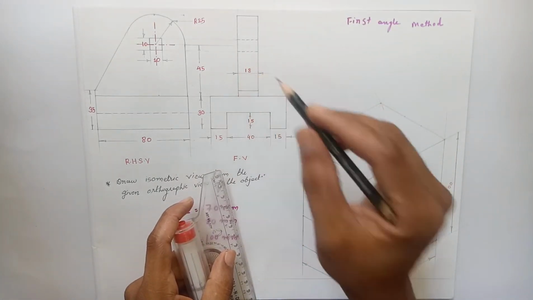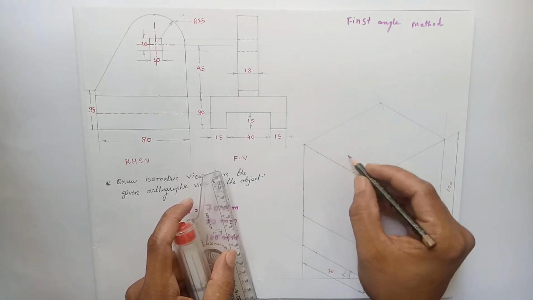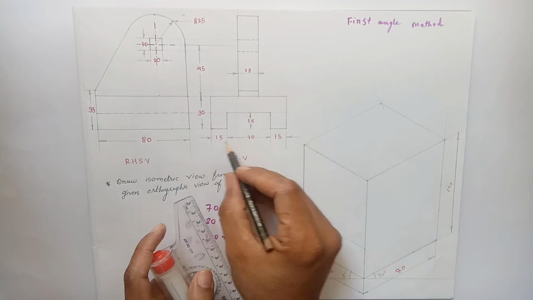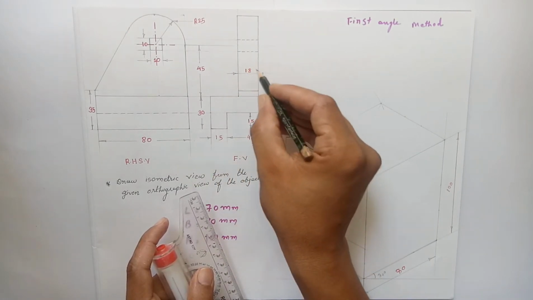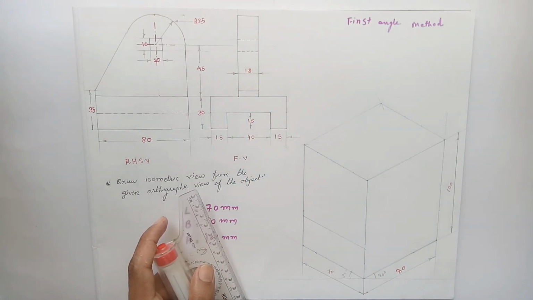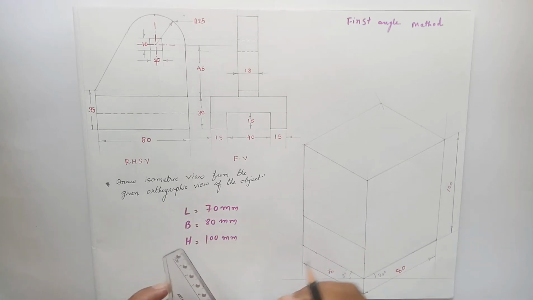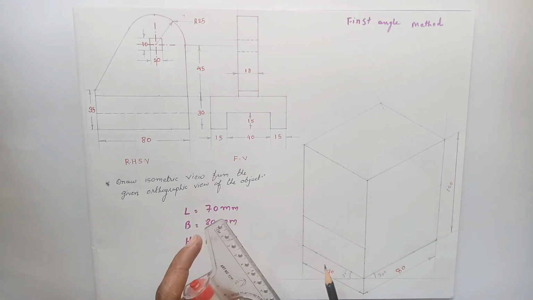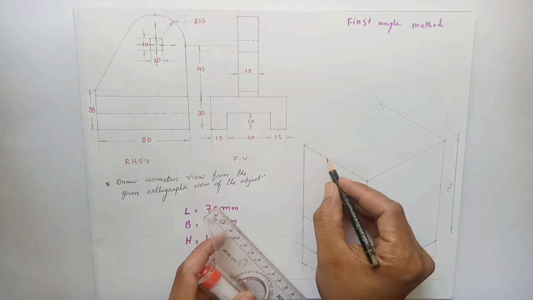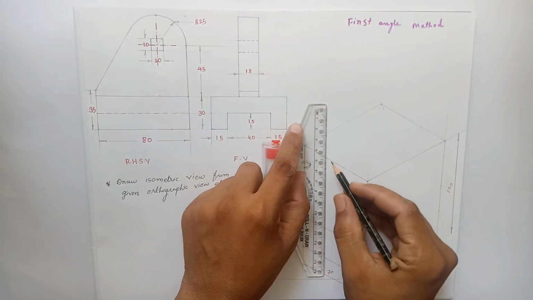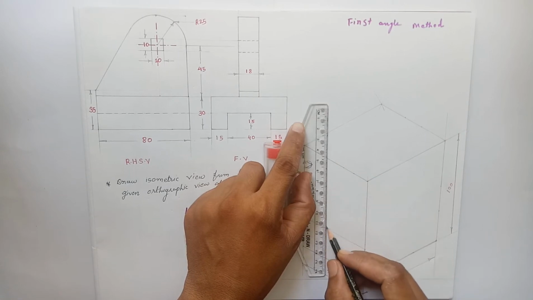The width of this part is 18, so from the center point measure 9 mm on both sides, or we can say that the total distance is 70 and this distance is 80. 70 minus 18 is equal to 52. So 52 divided by 2 is equal to 26. So measure 26 from here, 26 from here, and draw this part.